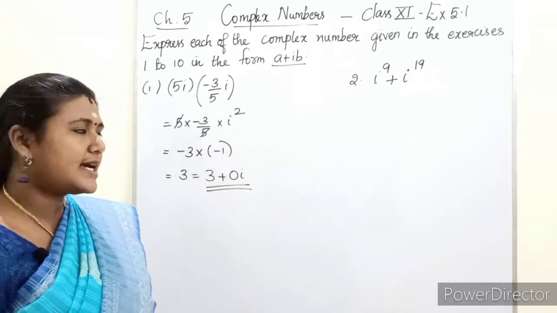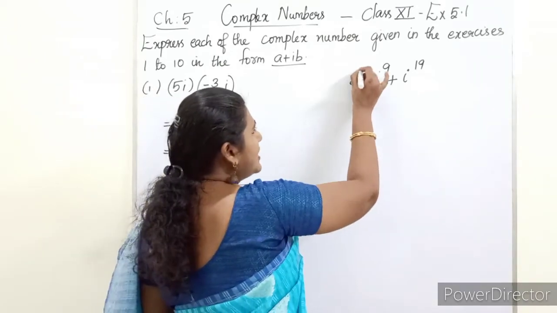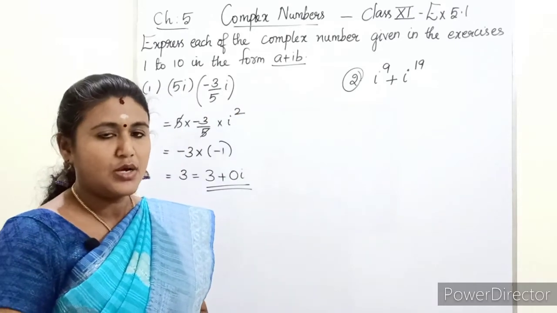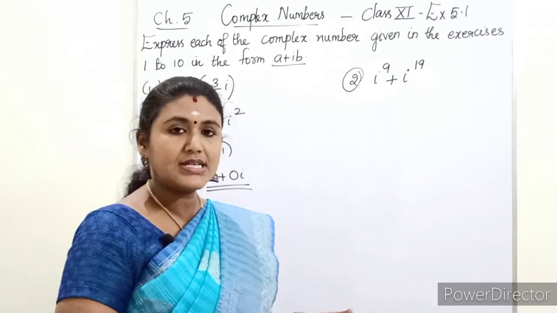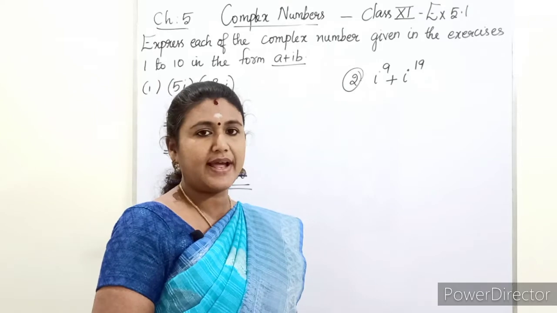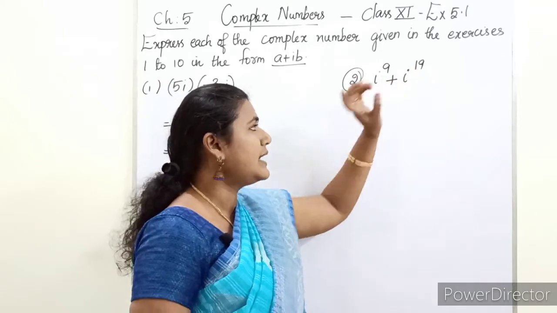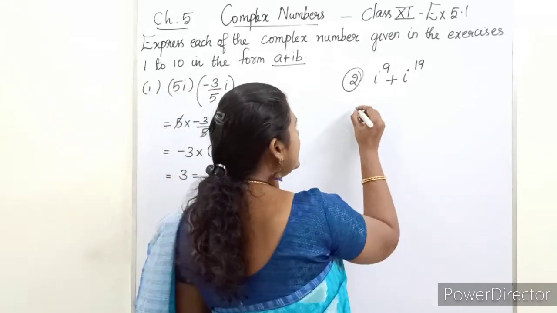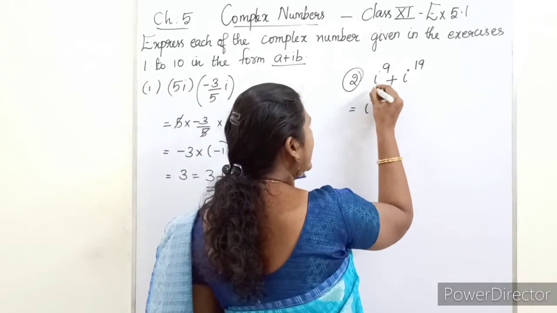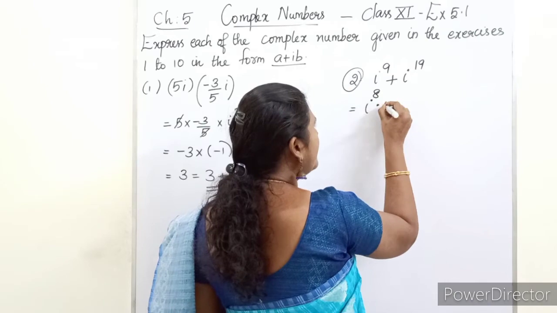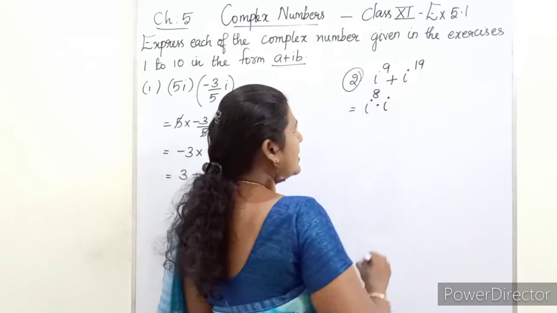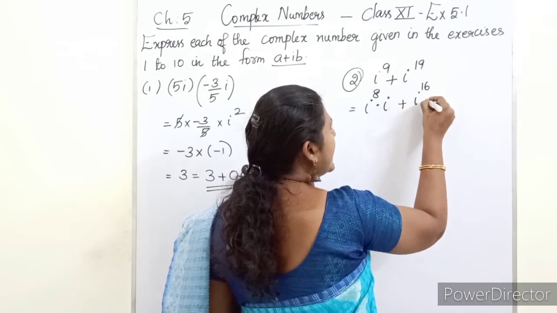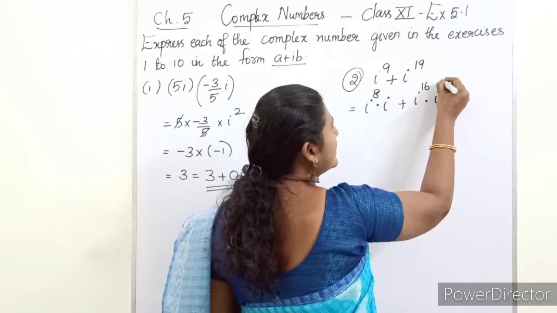Now we will see the second question. So here the second question is i power 9 plus i power 19. So how to find the powers of i, I have already explained. We have to express the number in the power as a multiple of 4. So that is the easy method. So i power 9 we can write as i power 8 into i. And similarly i power 19 we can write as i power 16 into i power 3.